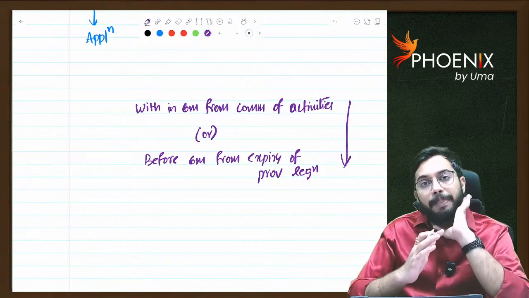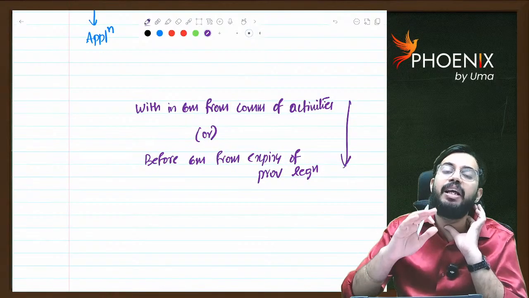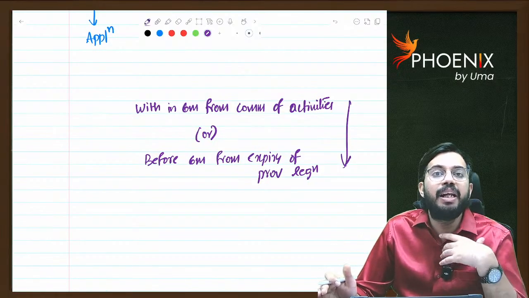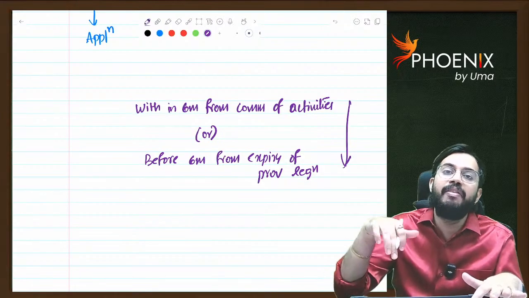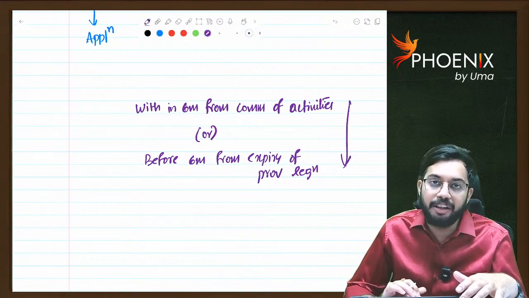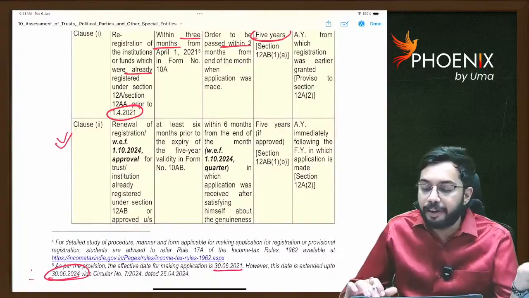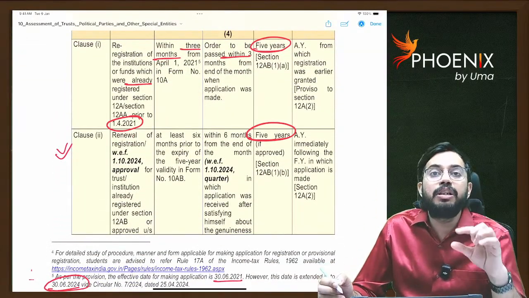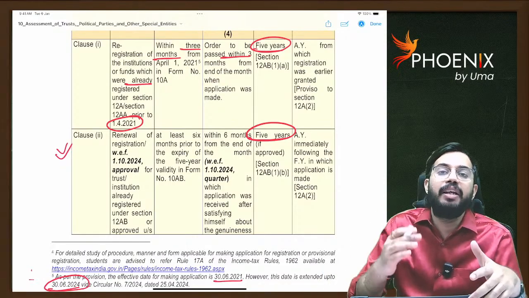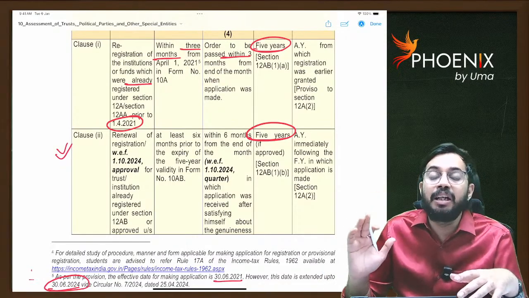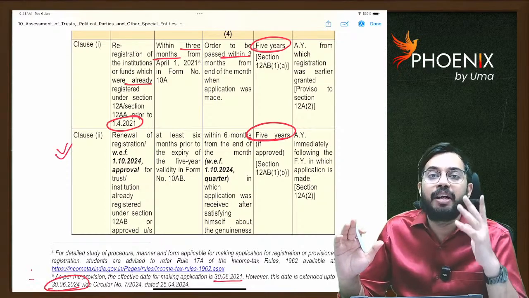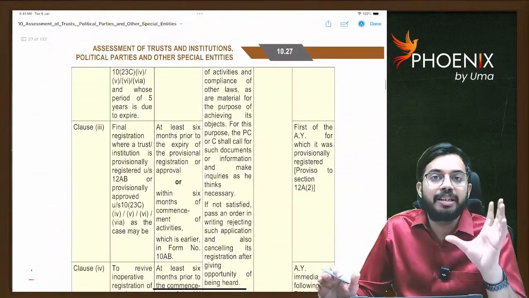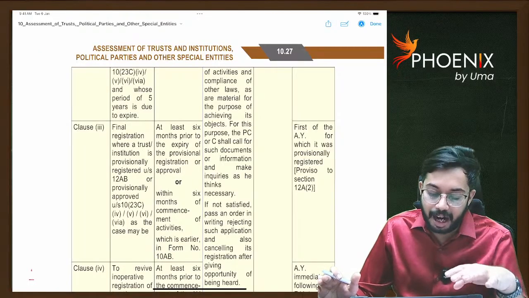After doing complete inquiry, if he is satisfied, he will grant final registration. If he is not satisfied, then he will give opportunity of being heard and he will reject the application for final registration. If he gives approval for final registration, it is valid for 5 years. Those 5 years are to be counted from the year in which the provisional application for the trust was made. From that year onwards, 5 years of final registration will be granted.